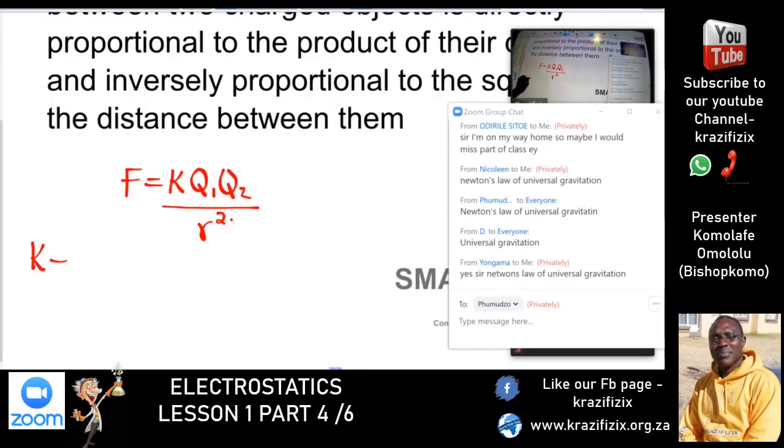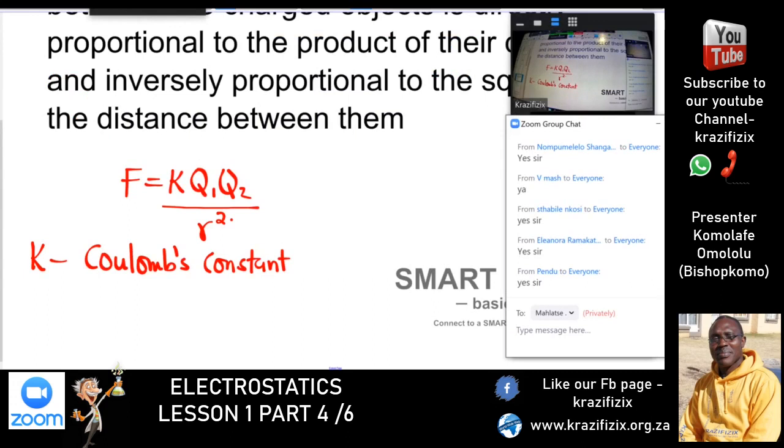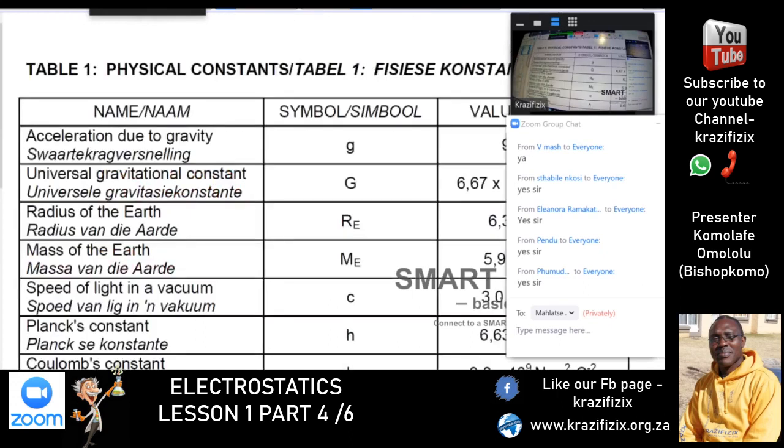K, however, is known as Coulomb's constant. And where do you get your Coulomb constant from? You'll also get it from the formula page. I want to show you where K is.